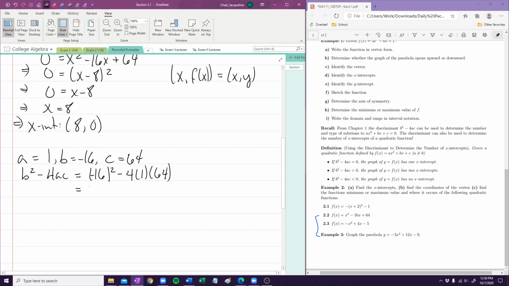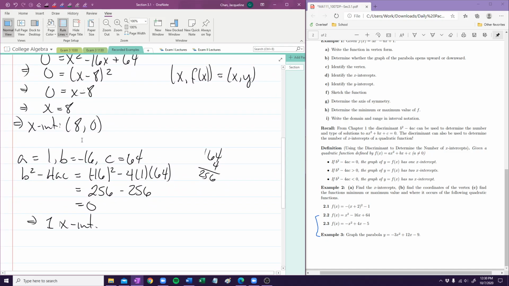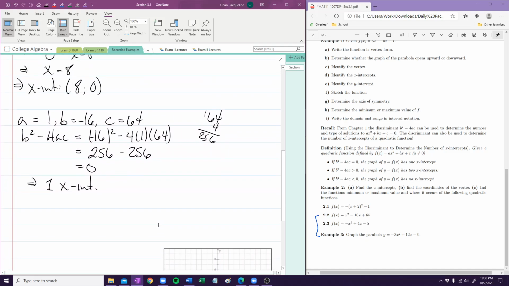Negative 16 quantity squared is 256. And then 64 times 4, pretty sure that is also 256. Yep, 256, and I get 0. And what does it mean when our discriminant is equal to 0? It means 1 x-intercept. So we were correct because we just got 1 x-intercept. Very good.